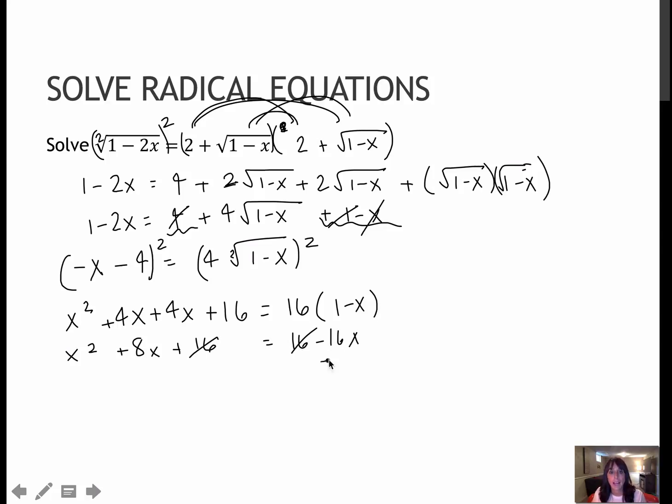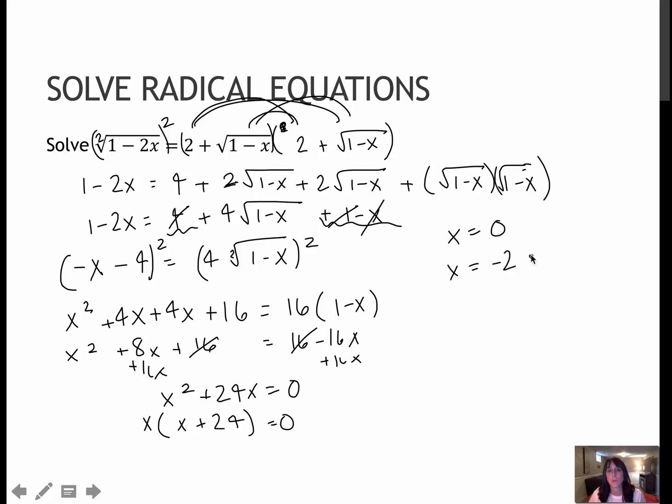If I add 16x to each side, that gives me x squared plus 24x equals 0. So then I'm going to factor and say x times x plus 24, leaving me with two solutions. X is 0 and x is negative 24.